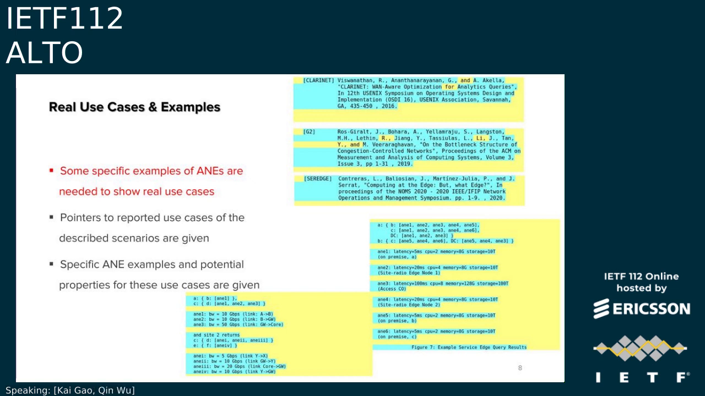Oh, okay, page 8. And for the second issue, there are some specific examples of ANEs needed to show real use cases. So we actually give the example: for the use cases that we presented in the last slide, we also list how the different network components will be considered as ANEs in a specific use case. And we also refer these use cases to their research papers or other materials. So next slide, please.